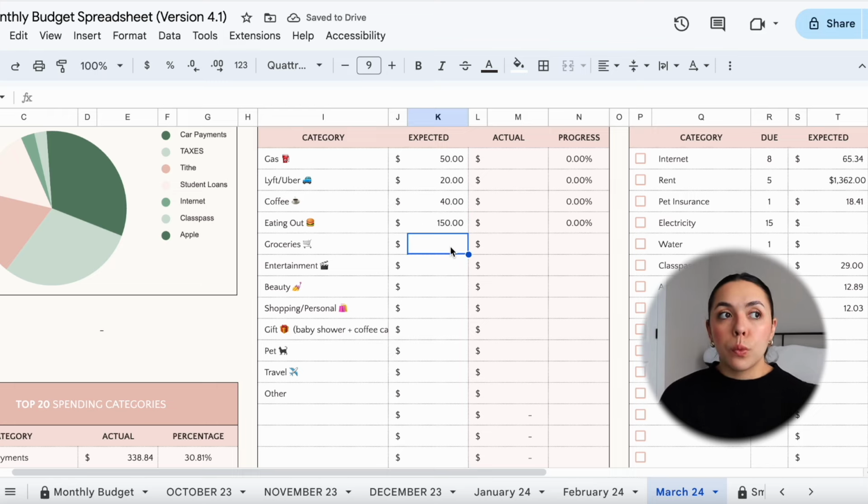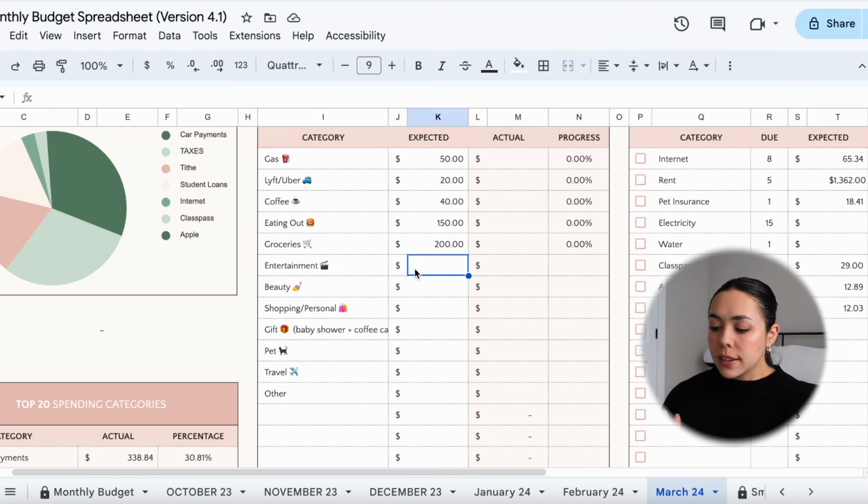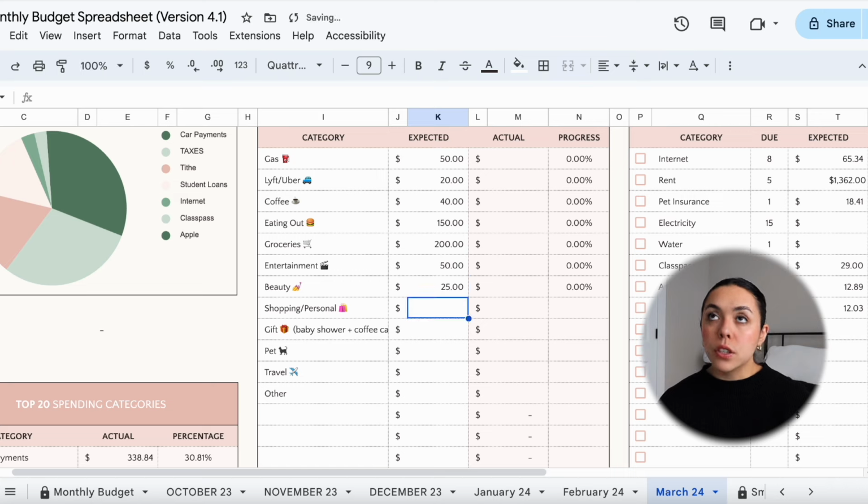Groceries, since I was way over budgeted myself, I am going to bring that down to $200. Entertainment, I'm going to make $50 because again, some stuff has already been bought. Beauty, I shouldn't have to get any beauty services, but I'm still going to say $25 just in case little things pop up. Shopping/personal, I'm gonna say $100, again, just for little things here or there that I may need.